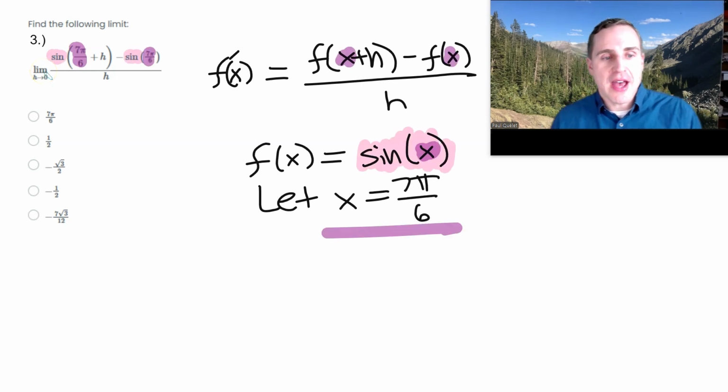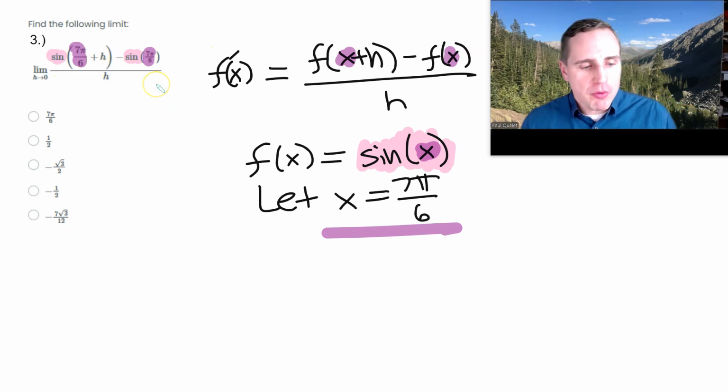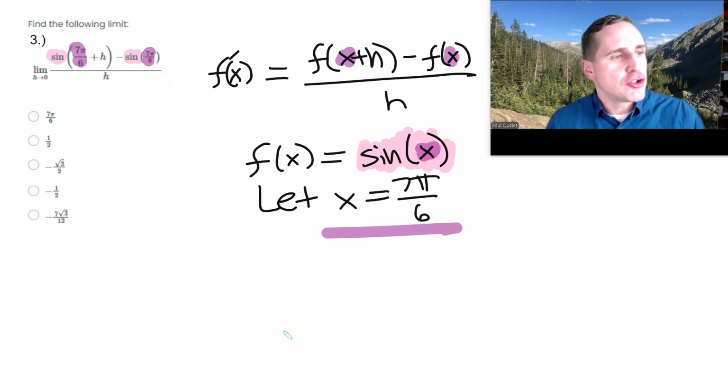Okay, so hopefully you see that here. I use kind of this pink color and this purple color. So the sine is the function, and then the x is 7 pi over 6. I hope you see that. So it exactly fits this definition. So what we really want is the derivative of sine x, because that's what this is, the derivative, but then with 7 pi over 6 plugged in.